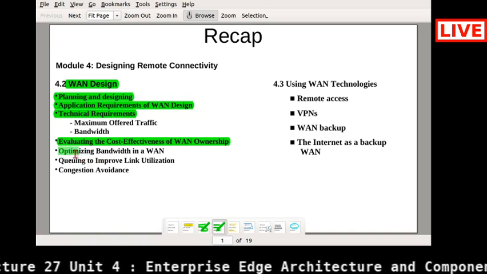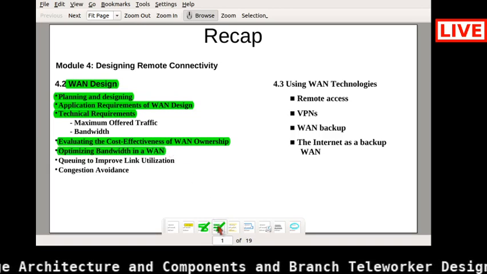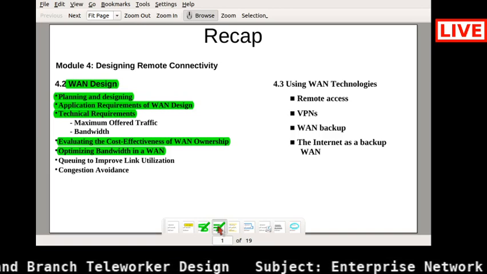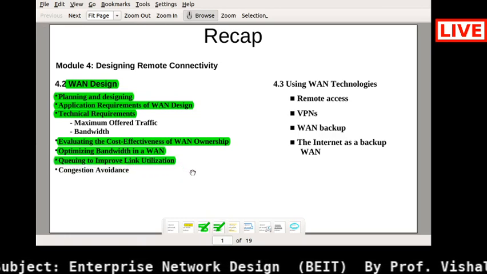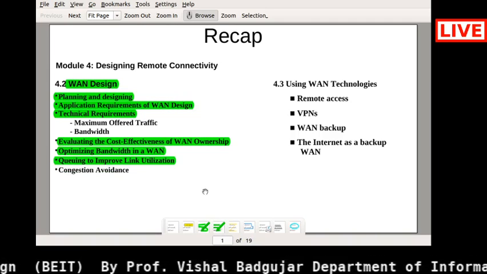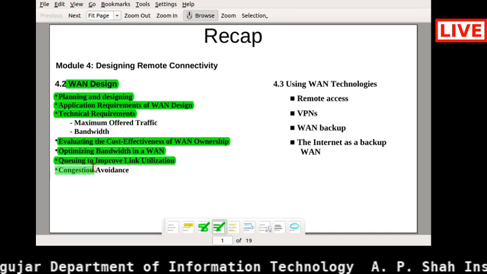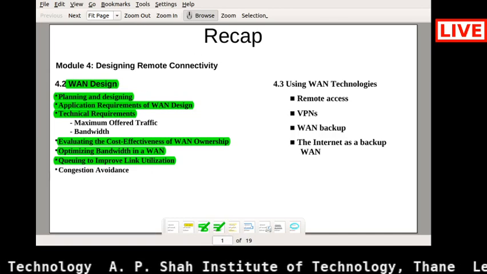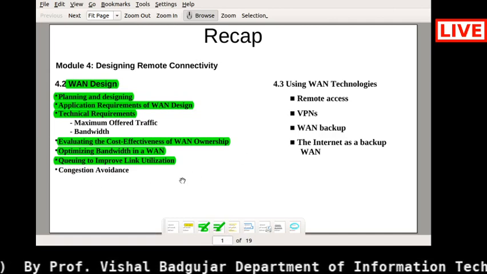Then how to optimize the bandwidth in the WAN design. There are different strategies by which it is possible to optimize the bandwidth. Then how queuing can improve link utilization. There are different queuing techniques by which you can improve link utilization in your enterprise network, and how to avoid congestion in the network. That also we have discussed.